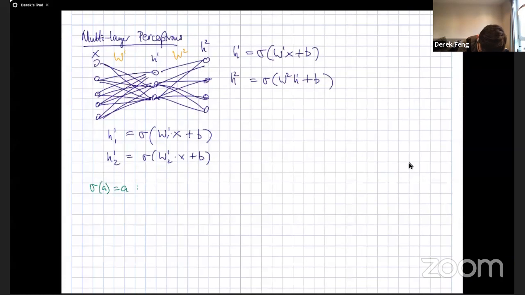Well, then what we'll have is H2 is just W2 H1 plus B, right? But then that's just W2 of W1 X plus B plus B. Oh, I forgot the B's. There should be a B1 and a B2. This is B2, this is B1. Then that's going to be W2 W1 X plus W2 B1 plus B2.